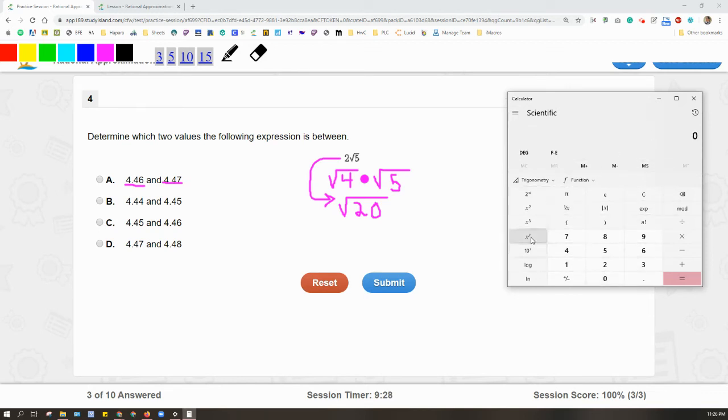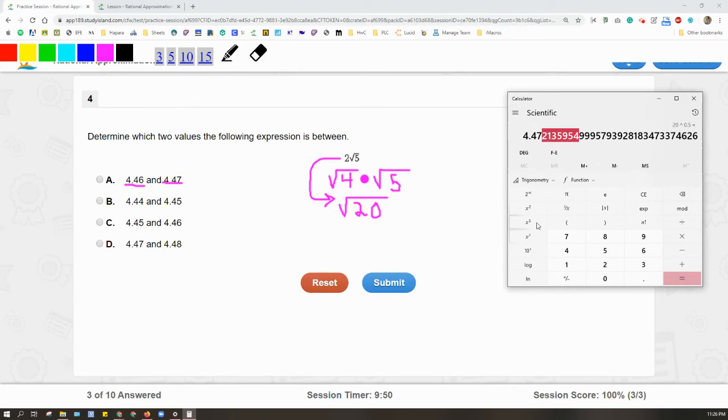I mean, you could do it with an exponent if you know that an exponent of 0.5 is the same as taking a square root. But we haven't covered that yet. If I take 20 and I use an exponent of 0.5, that is equal to 4.47. So this number is more than 4.47, because obviously after the 4.47 there's more digits. So it's between 4.47 and 4.48.